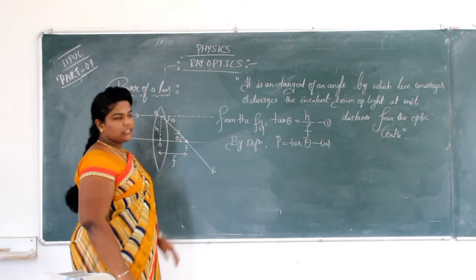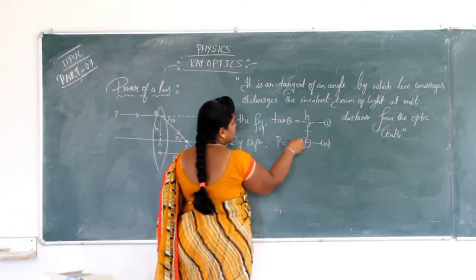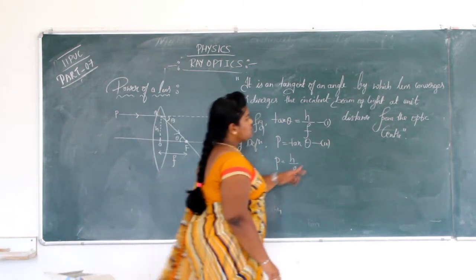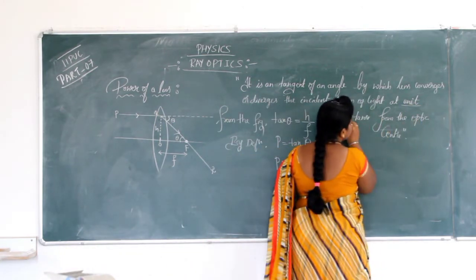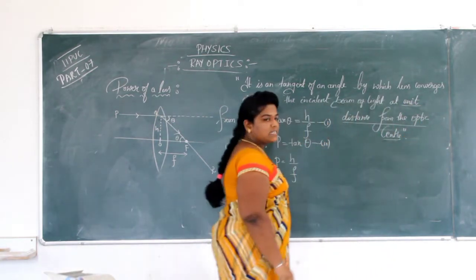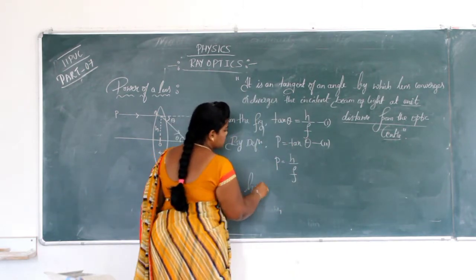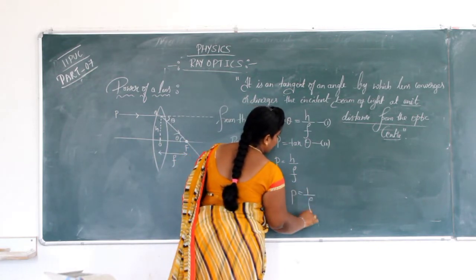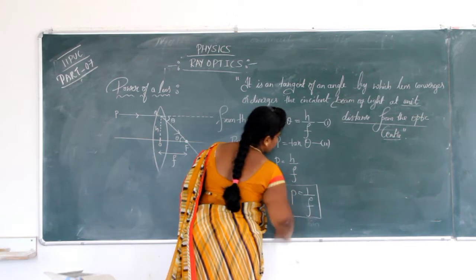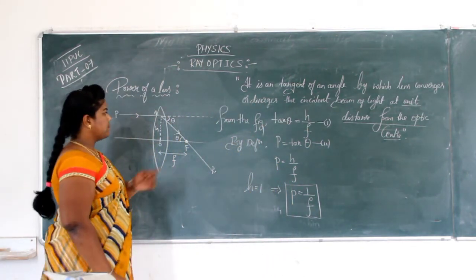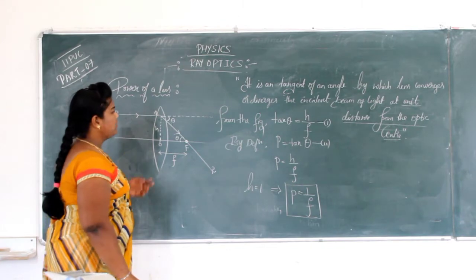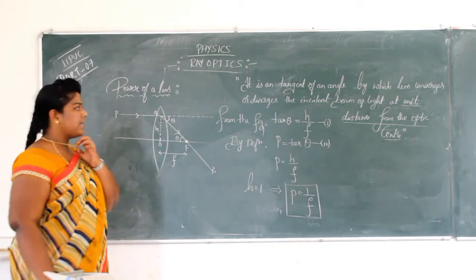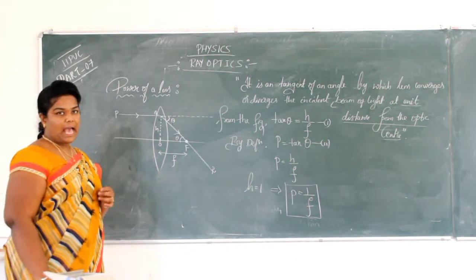Then according to equations 1 and 2, you can equate both. So P becomes equal to h by f. As you observe, here it is given as a unit distance from the optic center. So h becomes equal to 1. This implies that P is equal to 1 by f. So the power is the reciprocal of the focal length. We just derived that power is equal to 1 by f just by using mathematics and defining it with the tangent of an angle.